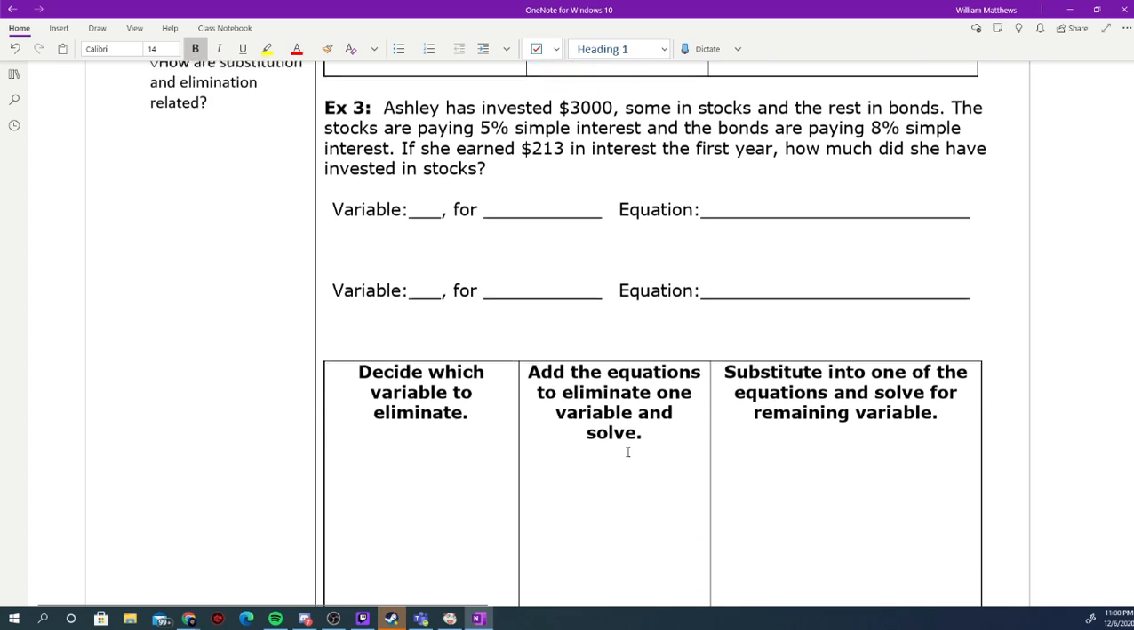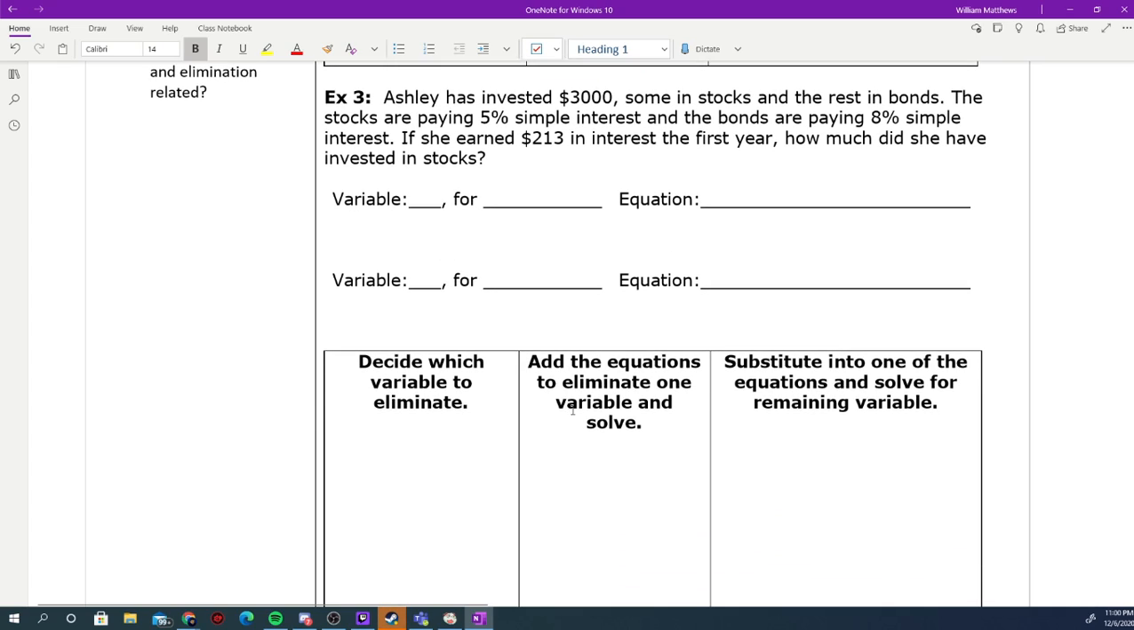Our last example that I'm going to go over is different than all the other problems that we had. It's a little bit farther into real world math. Ashley has invested $3,000, some in stocks and the rest in bonds. The stocks are paying 5% simple interest, and the bonds are paying 8% simple interest. If she earned $213 in interest the first year, how much did she have invested in stocks?